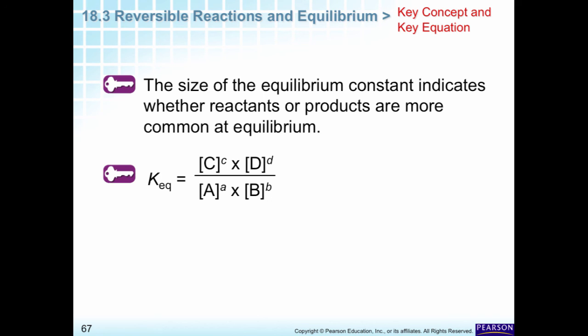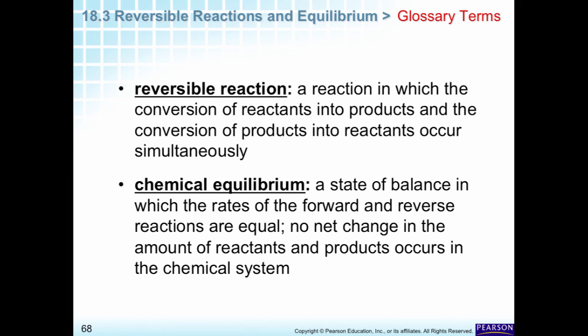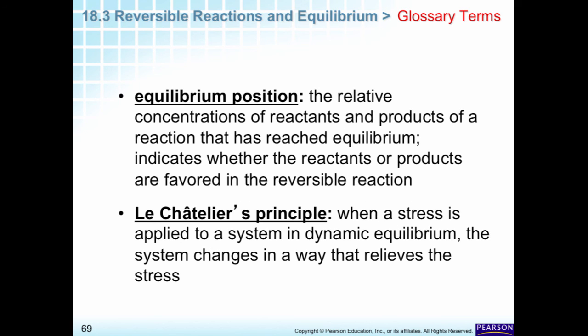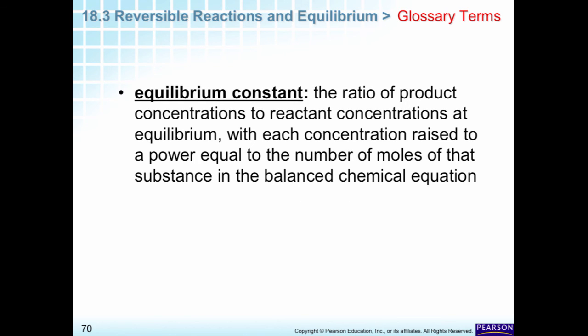KEQ expression is shown. Reversible reaction means it can go both ways. Equilibrium is a state of balance where the reaction rate is the same in both directions. So there's no net change in concentration of the reactants and products. The position is where the concentrations of the reactants and products have reached a ratio that is constant. Le Chatelier's principle: when a stress is applied to the system at dynamic equilibrium, it will shift in a way to relieve the stress. And KEQ is our equilibrium constant.